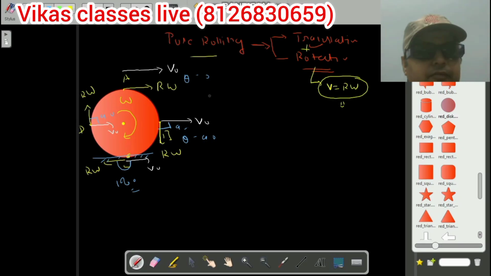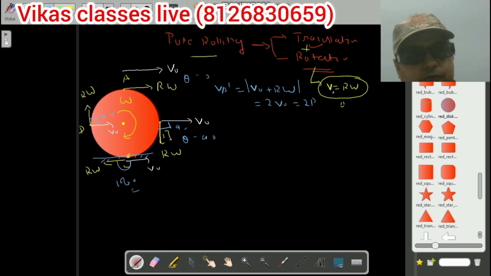First, we will find the resultant velocity at A, B, C, D. At A point, theta is 0. Obviously, VA prime, which is the net or resultant velocity, is V naught plus R omega. In case of pure rotation, V is equal to R omega. As we know, in case of pure rolling, we can write V naught is equal to R omega. It will be twice of V naught, or we can say twice of R omega. It's upon you what you write.